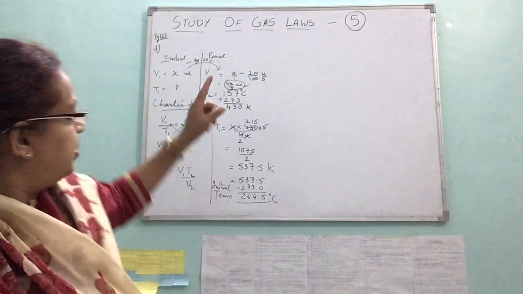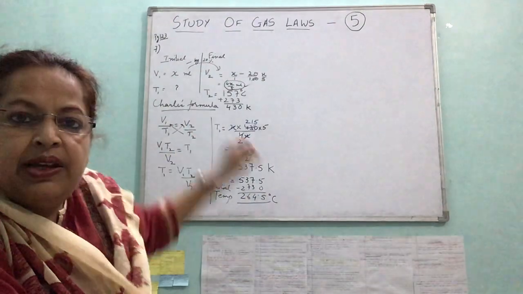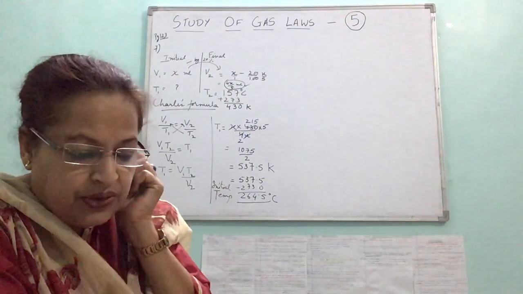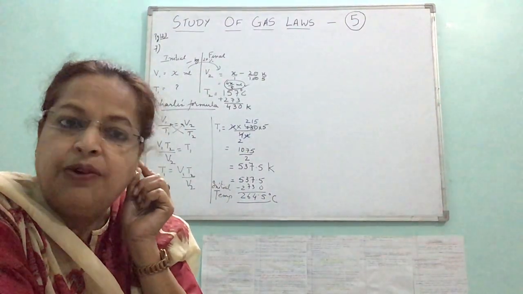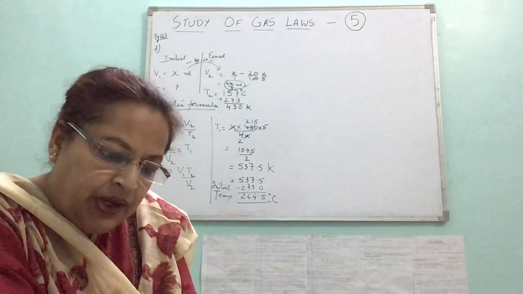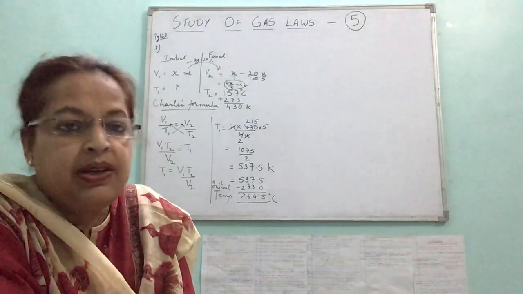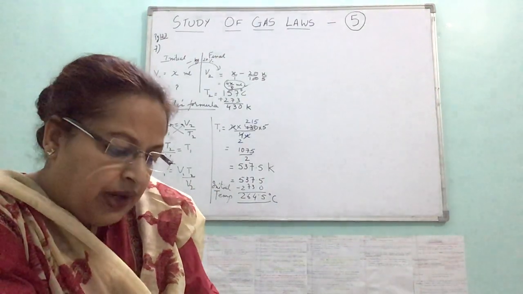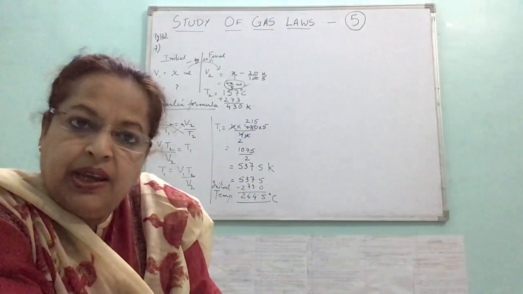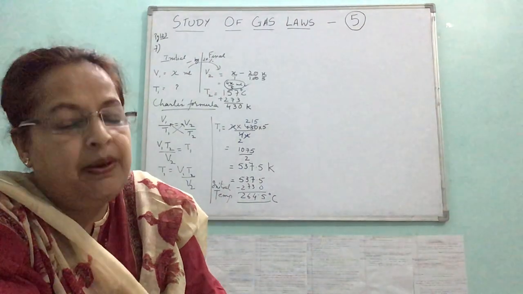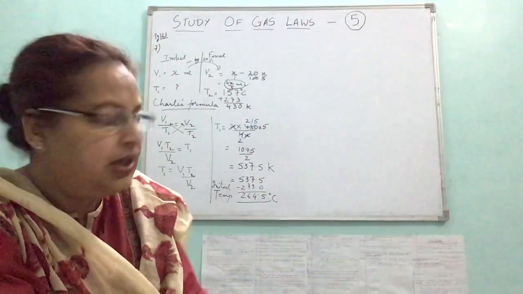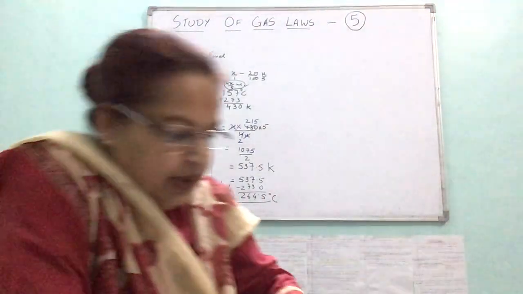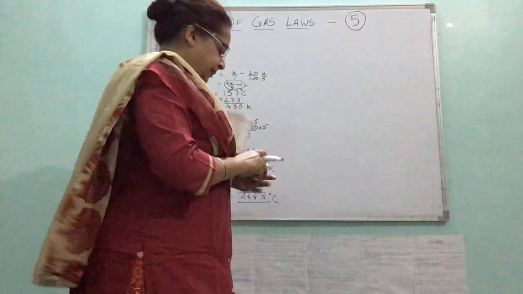Like in the 7th question, I assumed the initial volume as X. So in this question, both pressure and volume are not given. Only the initial temperature is given. So we'll have to assume there will be two variables in this question. So I'll assume let the initial volume be X and let the initial pressure be Y, right? And then we'll proceed. I'll do it on this side only.